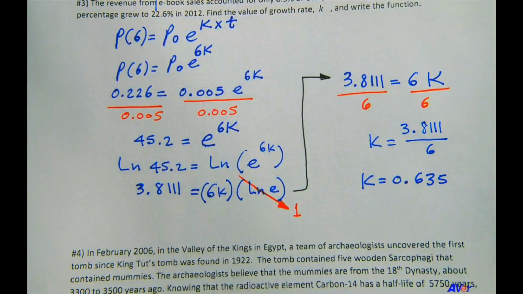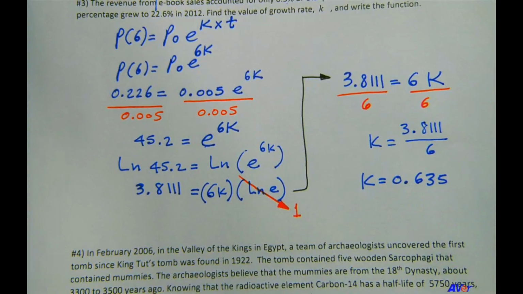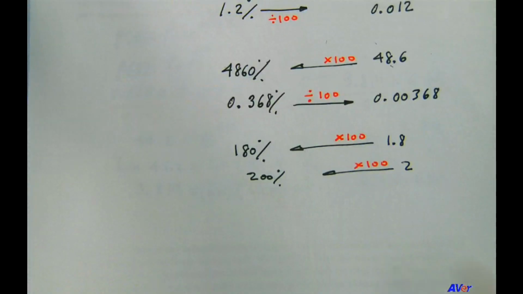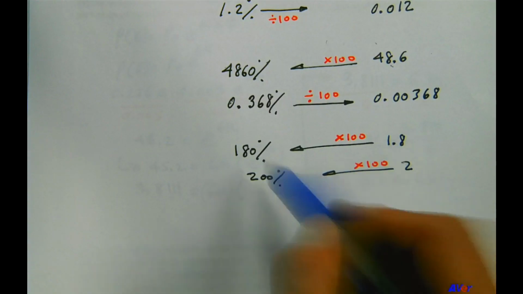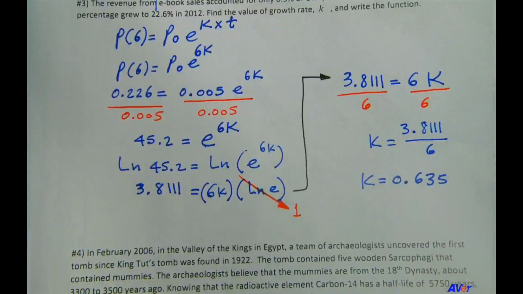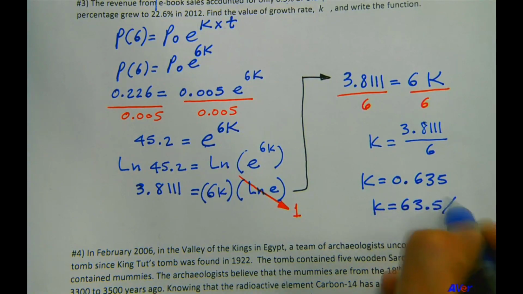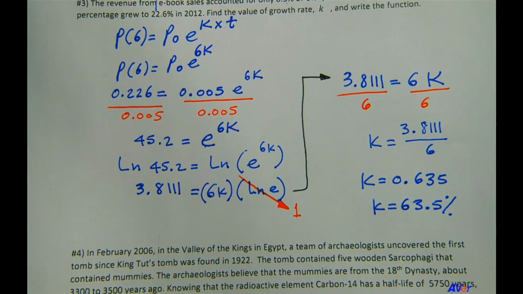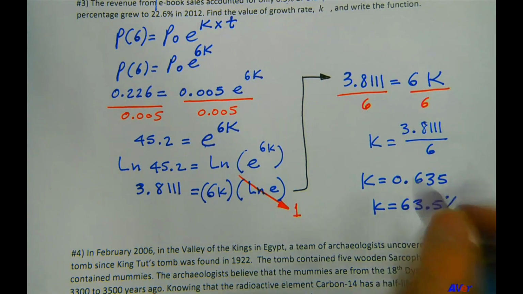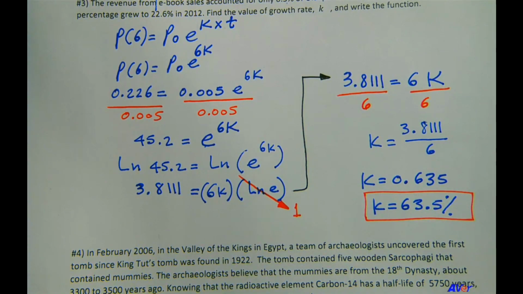But this is the growth rate, and this is decimal form. So I'm going to multiply this by 100, right? Just like we talked about here. If you're going from a decimal value to a percentage, you've got to multiply by 100. Remember this slide? So multiply this by 100, we get 63.5% growth rate. Okay. So it's a huge growth rate, isn't it? It's a huge jump in only 6 years.